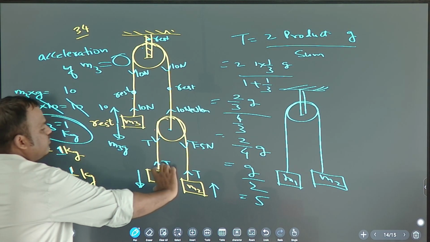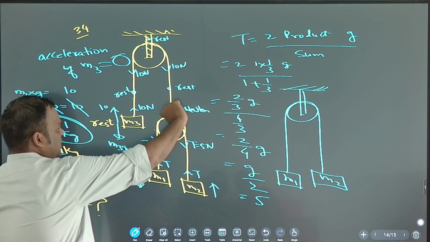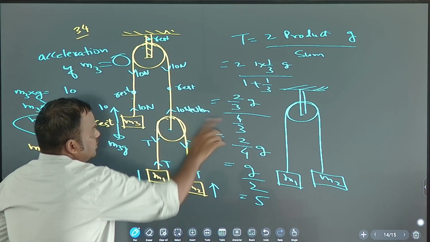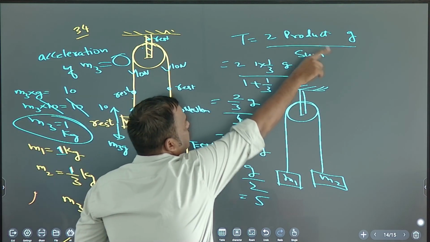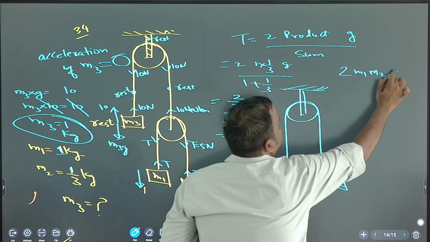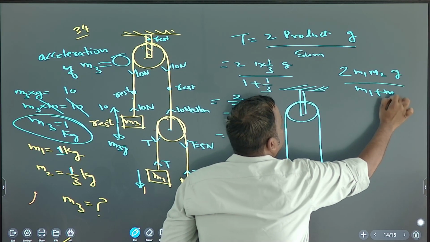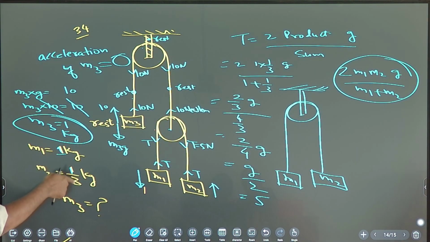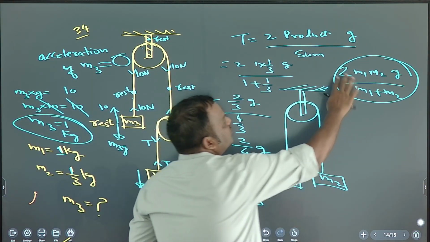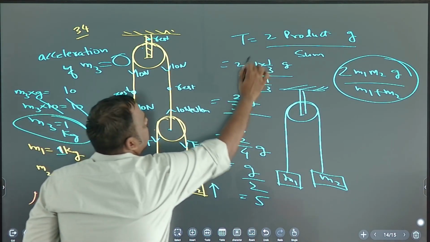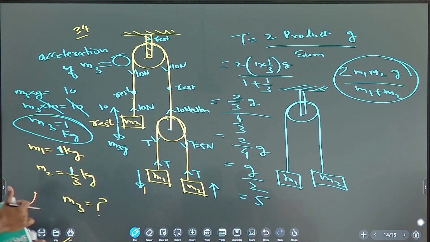Okay, so you have one block here at rest, and the pulley is at rest. This one is going down, this one is going up. Tension direct formula: 2 M1 M2 g by M1 plus M2. So 2 times the product times g by the sum. Okay, clear? Understood? So note down.